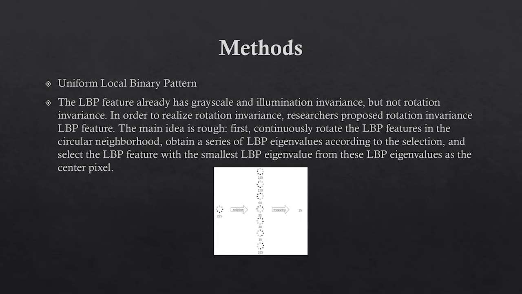First, continuously rotate the LBP features in the circular neighborhood. Obtain a series of LBP eigenvalues, and select the LBP feature with the smallest eigenvalue from these as the value of the center pixel.